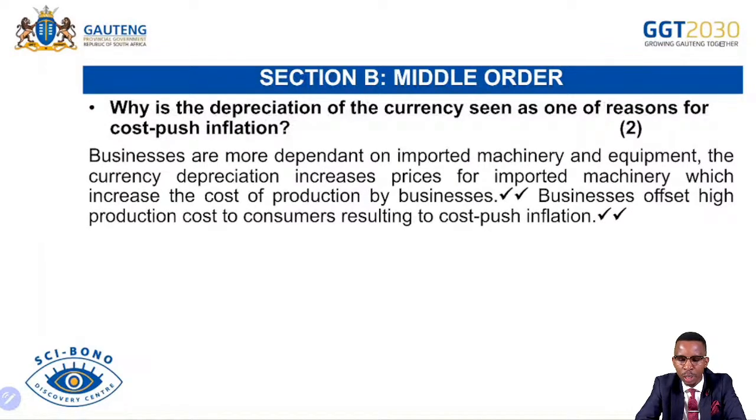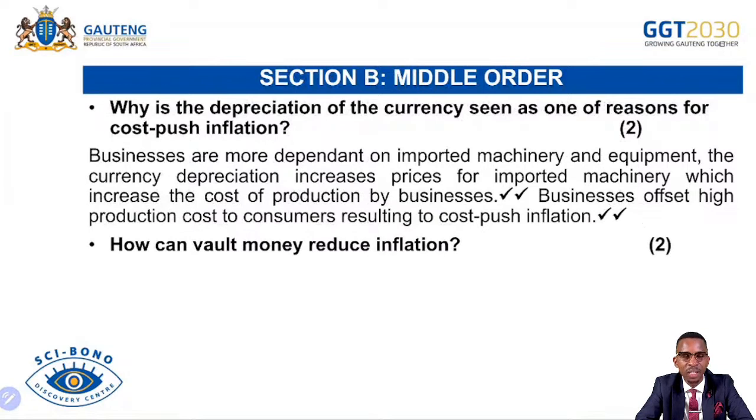Businesses are more dependent on imported machinery and equipment. The currency depreciation increases prices for imported machinery, which increases the cost of production by businesses. Businesses offset high production costs to consumers, resulting in cost push inflation. Remember, as businesses are producing at a higher cost because of expensive machines caused by the weak currency, since these machines are imported, they will always offset the cost of production to whom? To the consumer as the end user of the product, for them to maintain their profits and also to keep up with their operations. How can vault money reduce inflation?